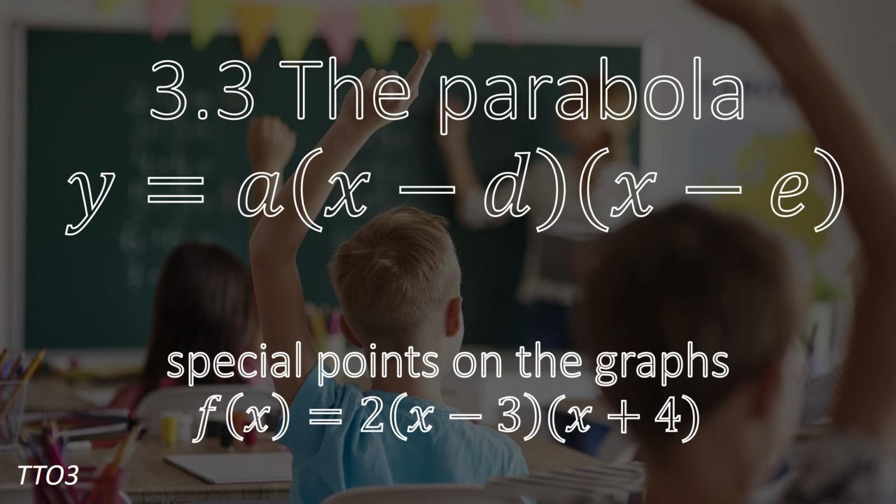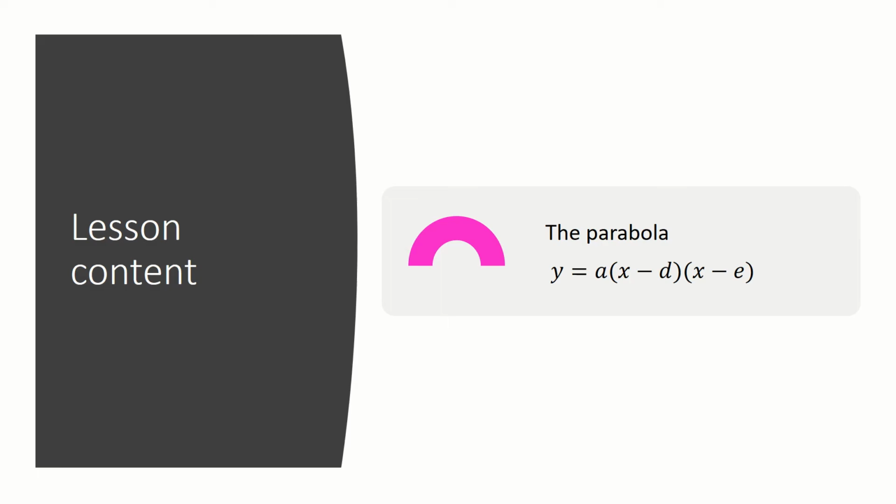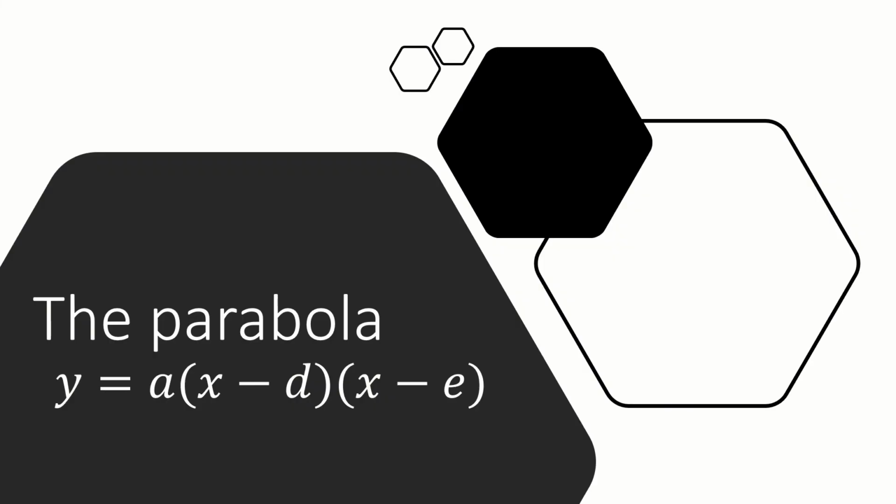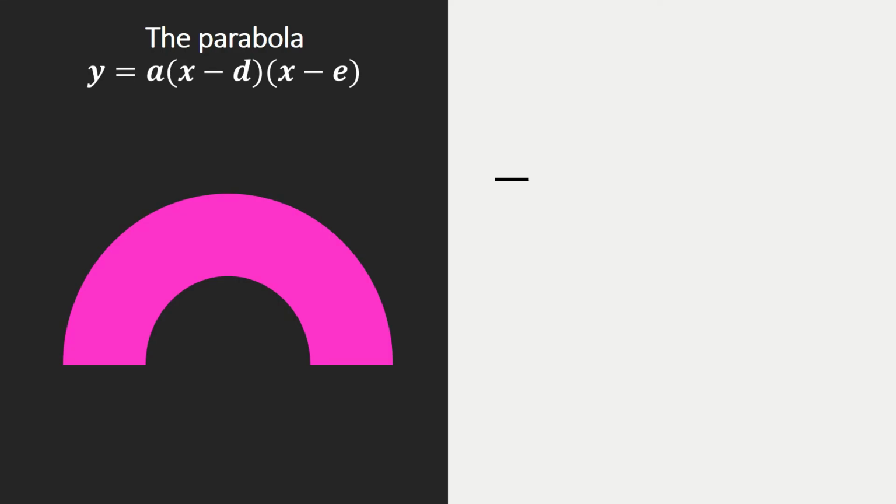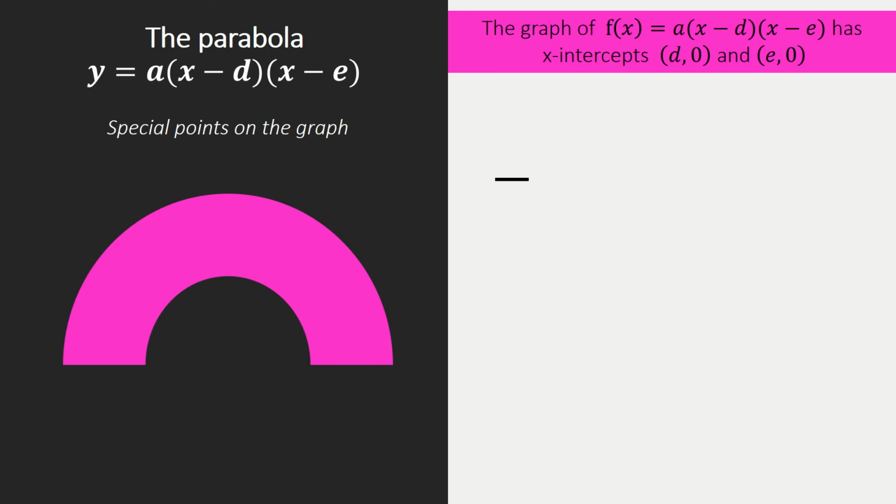Hi everyone, in this video you're going to learn how you can calculate special points on the graph of the form y equals a times (x minus d) times (x minus e). We know that these kinds of graphs are parabolas, since when we multiply out the brackets we would get an x squared, which will give a parabola when we draw the graph. So what about special points on the graph?